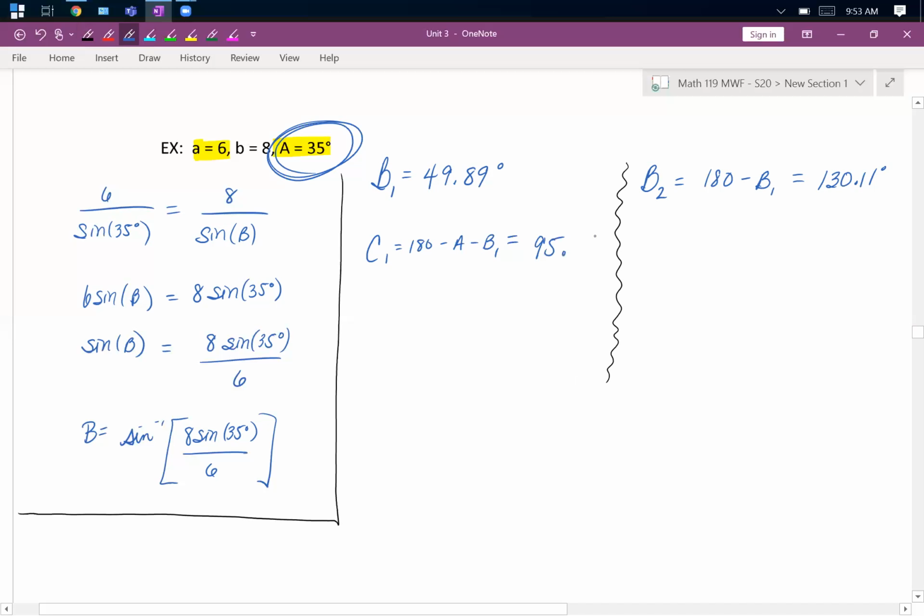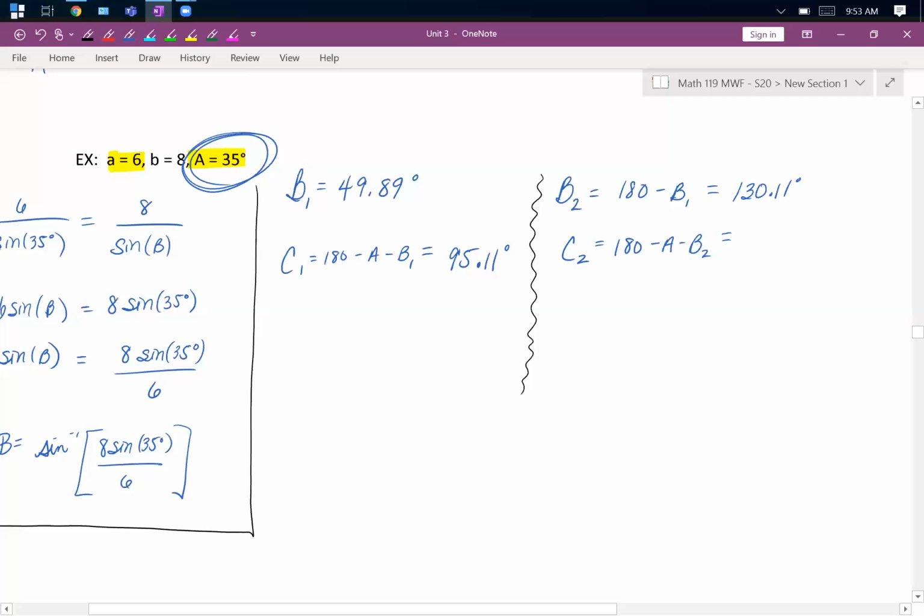$95.11. Great. And then we'll do the same thing with our second triangle. C2 is going to be 180 minus A minus this B2. And as long as you don't get a negative number here, you know that you have a second triangle. If you do get a negative answer for this C2, then that means that there's only one triangle, because we know that the interior angle of a triangle can't be a negative number.